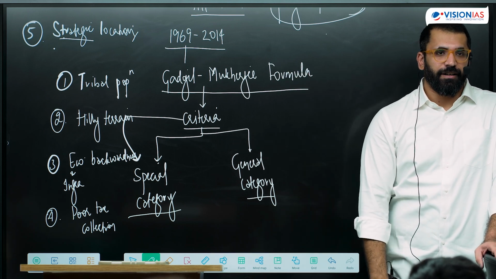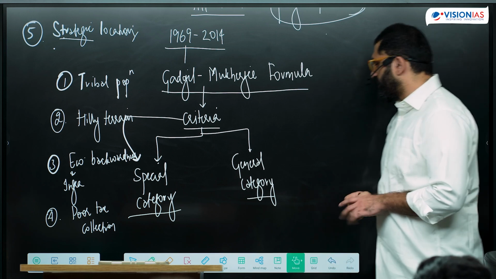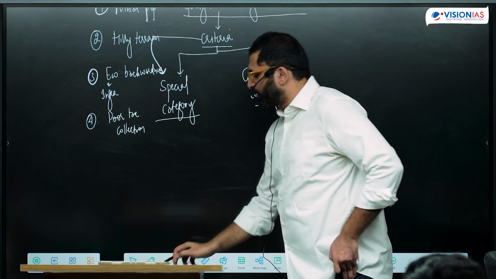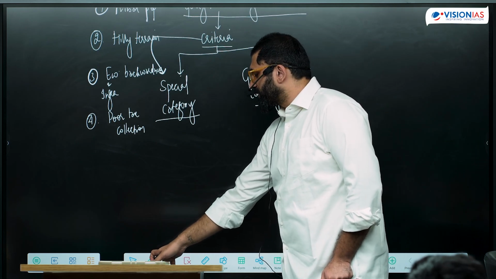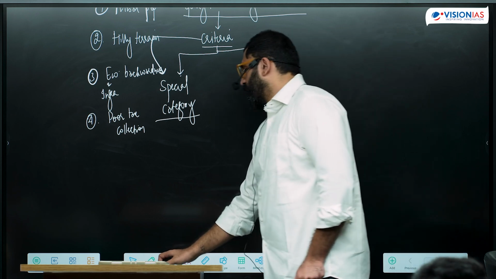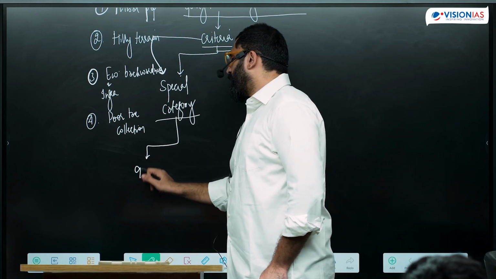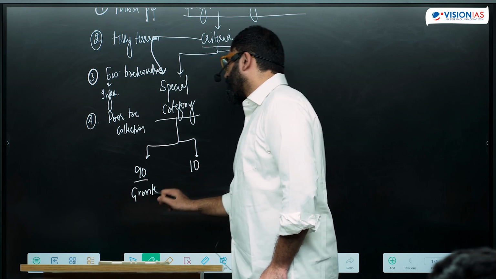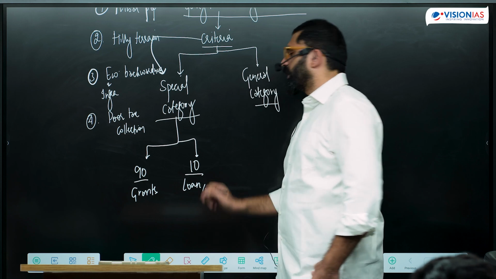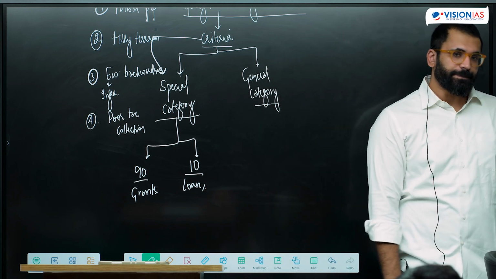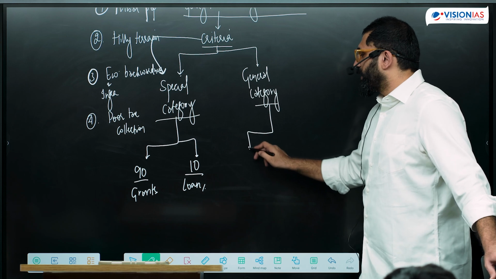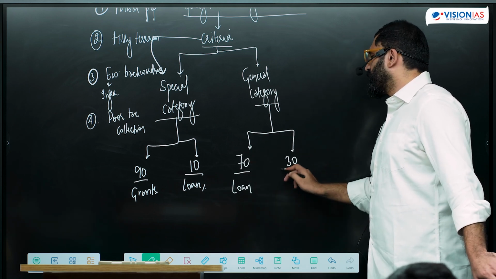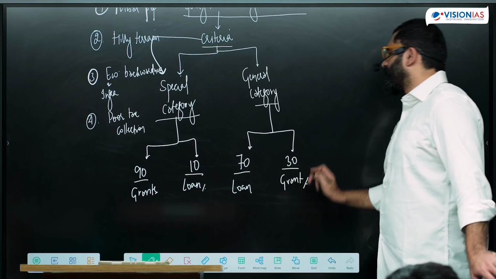of special category status. Now, what was the difference between the special category status and general category status? For the special category states, whatever money they are going to get from the center as part of this assistance to state plans, 90% of that money is going to come in the form of grant, and 10% of the money has to be in the form of loan. And for the general category status, 70% will come in the form of loan, and 30% will come in the form of grant.